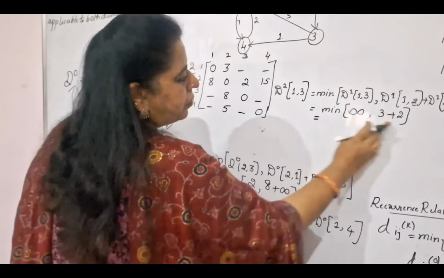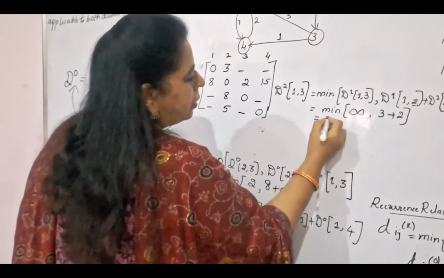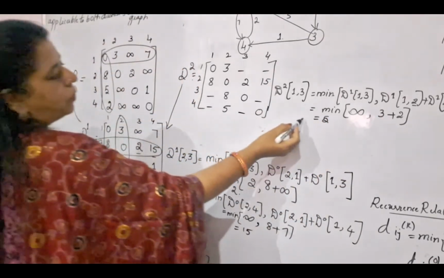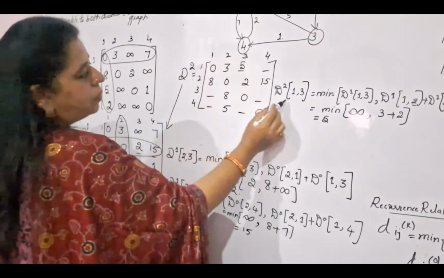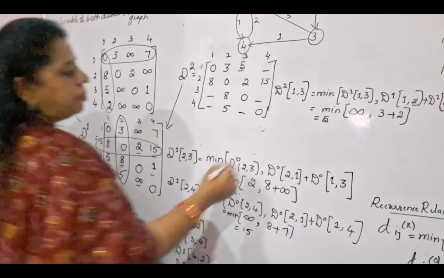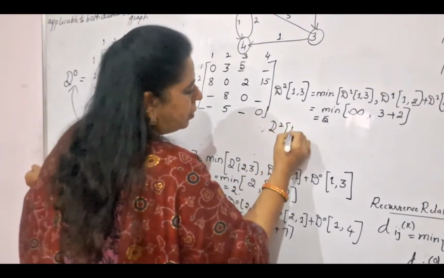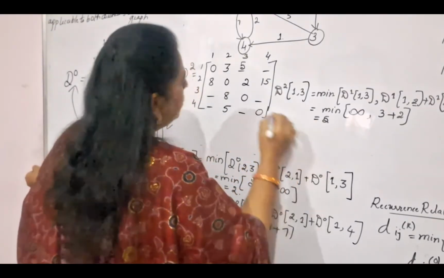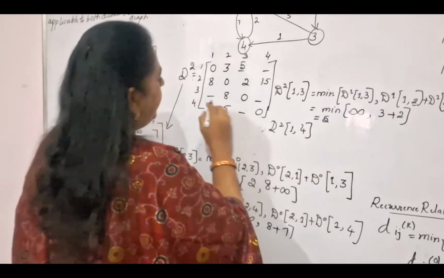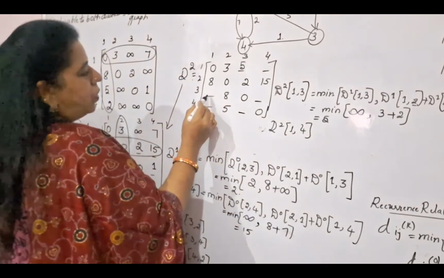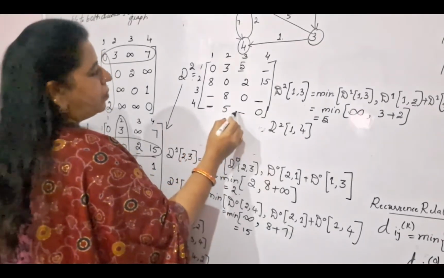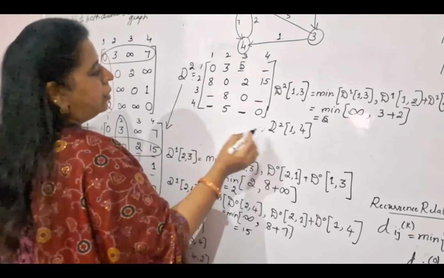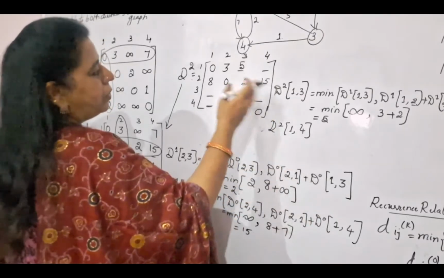So in this, the minimum will be what? Infinity comma 5. Minimum is 5. So this 5 will go here. This 5 is your D2 of 1 comma 3. Similarly, find out D2 of 1 comma 4 and D2 of 3 comma 1, D2 of 3 comma 4, D2 of 4 comma 1, D2 of 4 comma 3. So once you find using this formula, you will get the values.